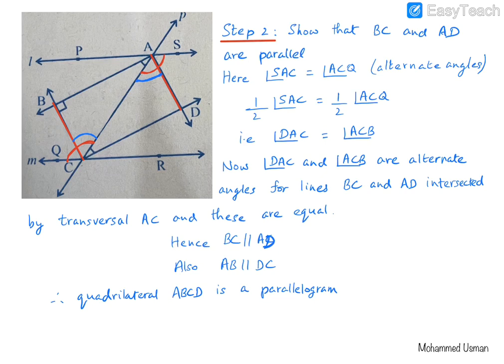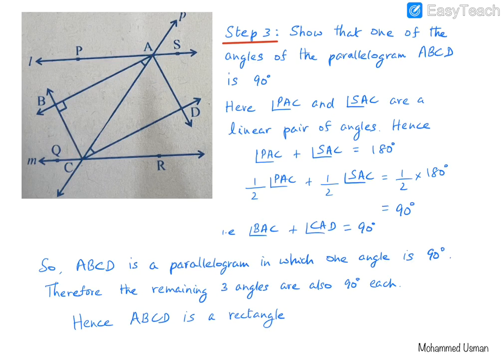The final step would be to show that one of the angles in this parallelogram is 90 degrees. So we are going to show that one of the angles is 90 degrees in the quadrilateral ABCD. To do that, we are going to again use the angle PAC and the angle SAC. And if you look at this line L on which the ray AC is standing, the angle PAC and the angle SAC form a linear pair.